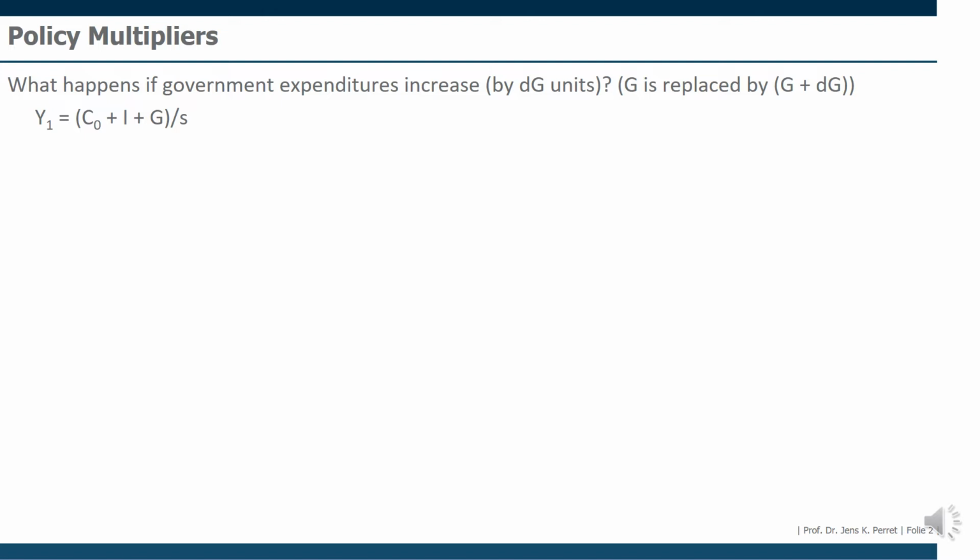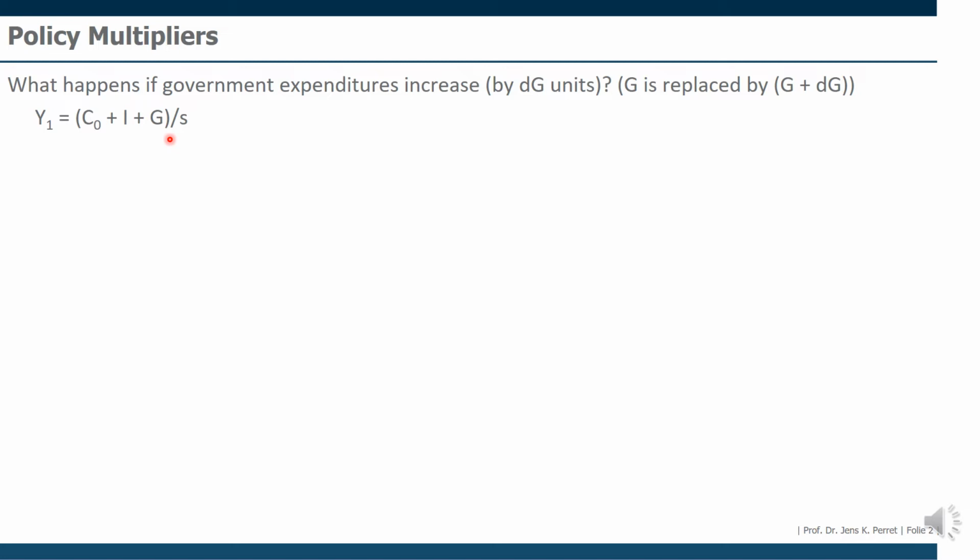We solve the expenditure equation for GDP. So we insert the consumption function for consumption and solve this for GDP. Then we get this result as given here.